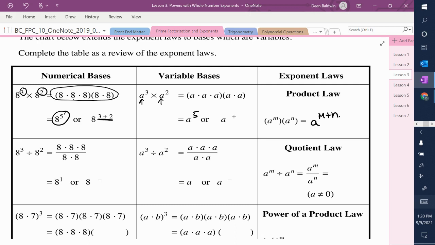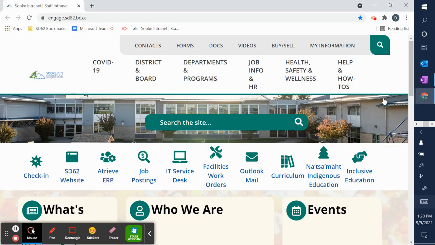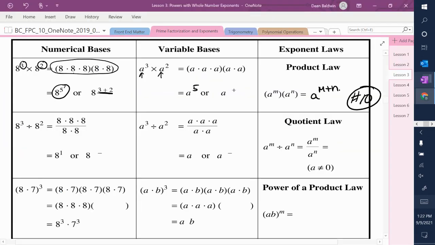Before we move on, I want you to do number 10, please, because it's all in the product law. We looked at the product law. Now we're going to look at the quotient law. Quotient is just a very fancy way of saying dividing.